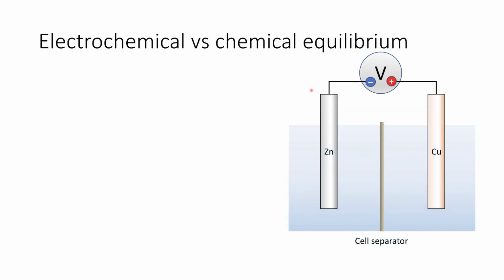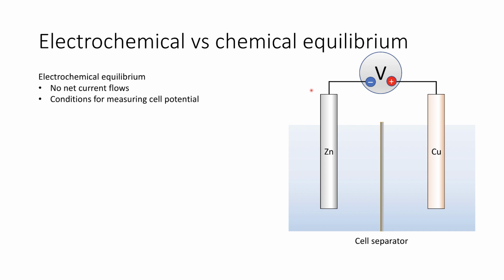We now need to consider what we mean when we say electrochemical versus chemical equilibria. Electrochemical equilibria, as we said, has no net current and are the conditions for measuring cell potential. That electrochemical equilibrium has to be present, otherwise we're not able to measure a cell potential. When we set up our cell like this, our voltmeter has to have a very high internal resistance so that we don't get any current flowing. So we don't allow current to flow, therefore we've got electrochemical equilibria at both electrodes. That allows us to measure that cell potential.